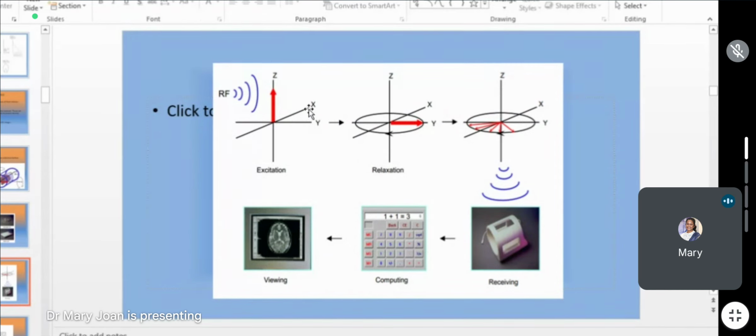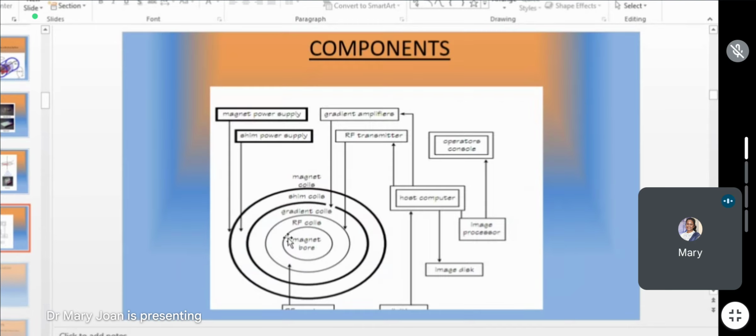So this is again how the excitation, relaxation, and the resonance signal from that will be received by the coil, which is placed near the body part being imaged. The RF signal which is received back will be compared with the RF signal and the other parameters which were there already. So that will give rise to an image which can be viewed.